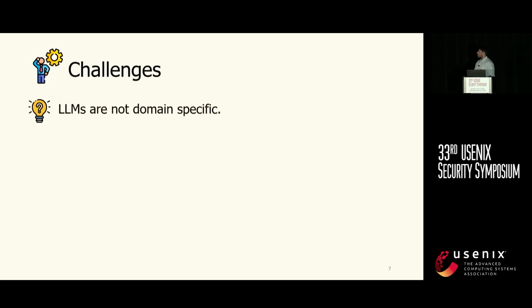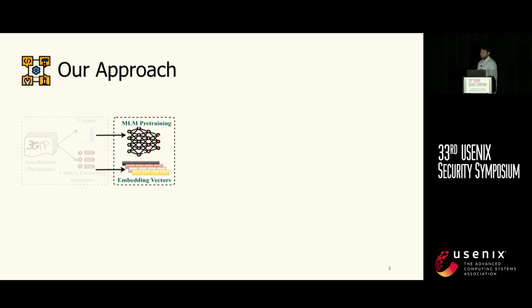So we approach our first challenge. The LLMs we take are not domain specific, so we have to make them understand our cellular network specifications. That's why we pre-train them on the network specifications, and in parallel, we also calculate the embedding vectors from the context preserving sequences. Please note that these embedding vectors are not used for training. They are only used for filtering.